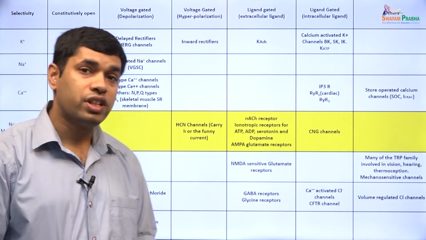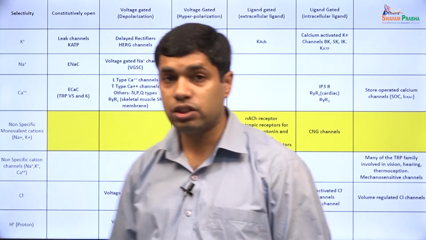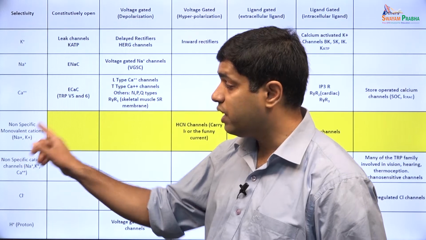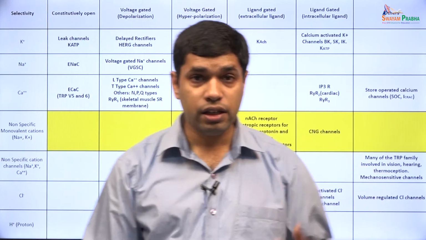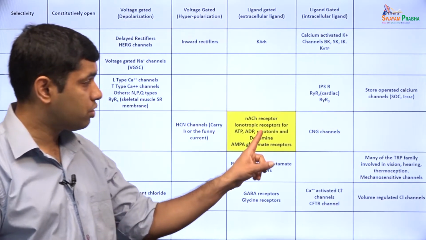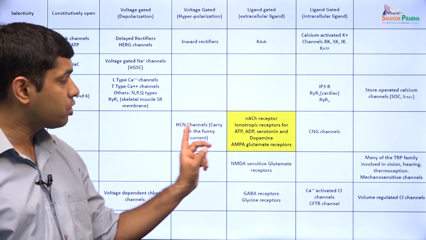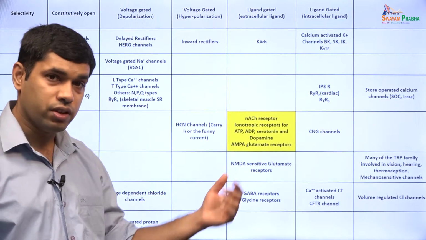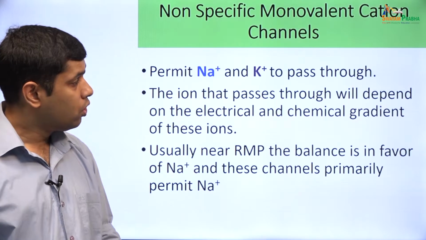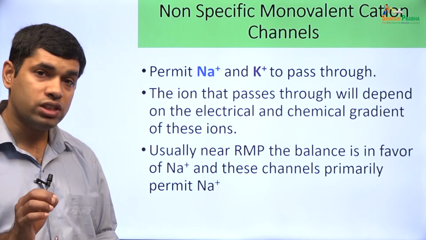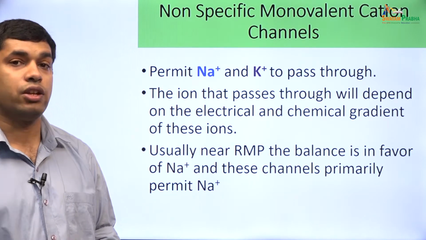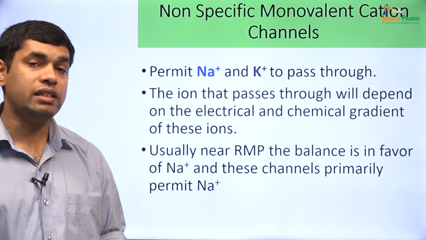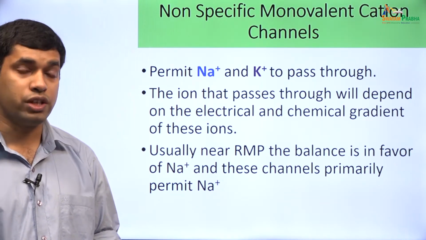We will now move on to the next type of ion channels, and that is the non-specific monovalent cation channels. And in particular, we will be talking about the nicotinic acetylcholine receptor, we'll talk about the HCN channels, and we'll talk about a few other receptors in this category. What do we know about them? These are non-specific monovalent cation channels. So they permit monovalent ions like sodium and potassium to enter through.